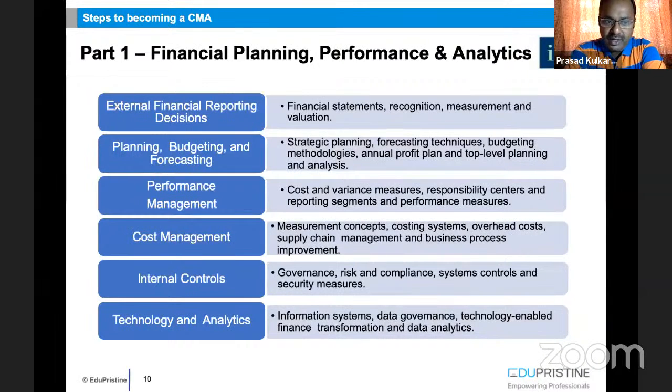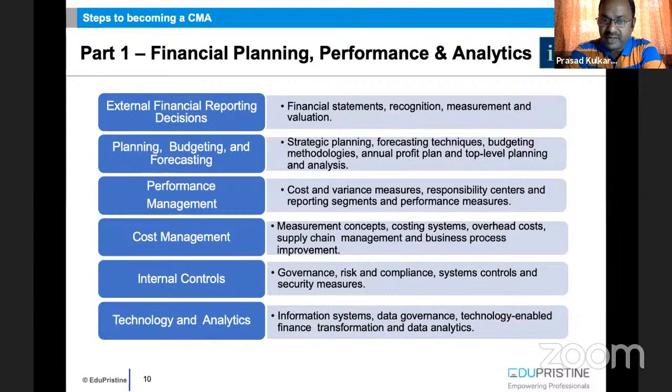Then again, the important topic, as I mentioned, performance management, vital, very vital, because as a finance controller or as a management accountant, your insight is what matters. And how you evaluate the numbers will be studied in performance management.